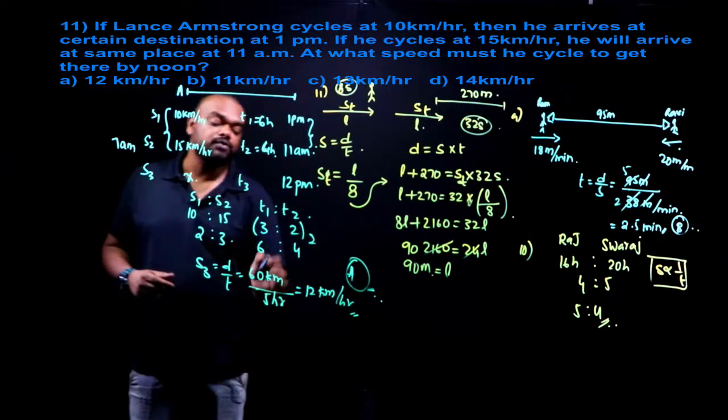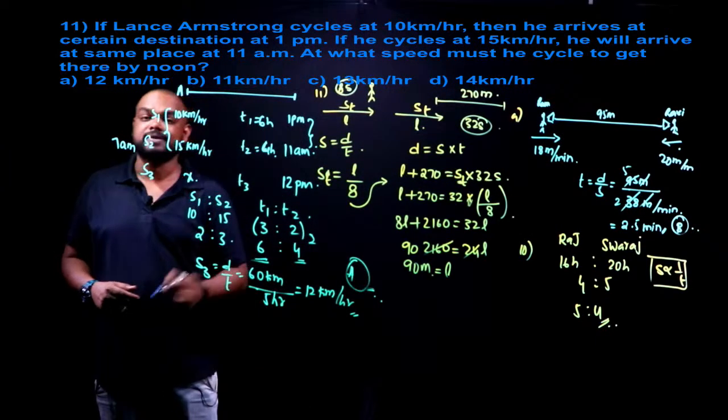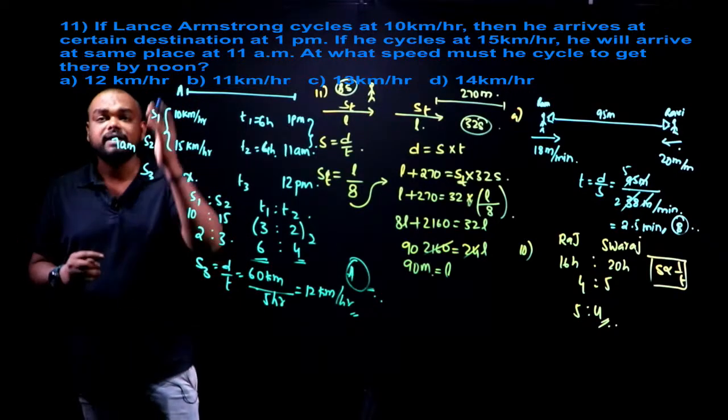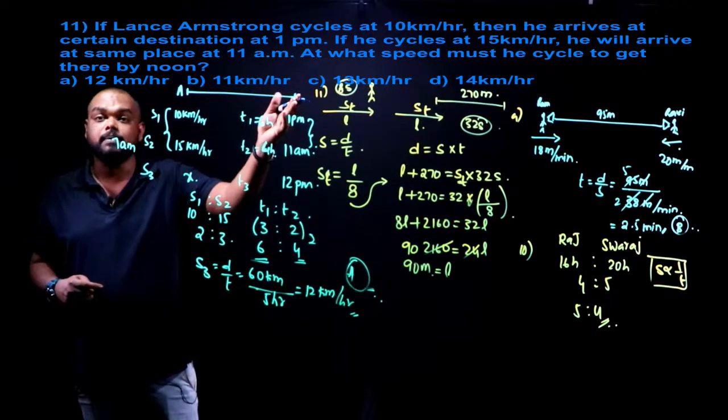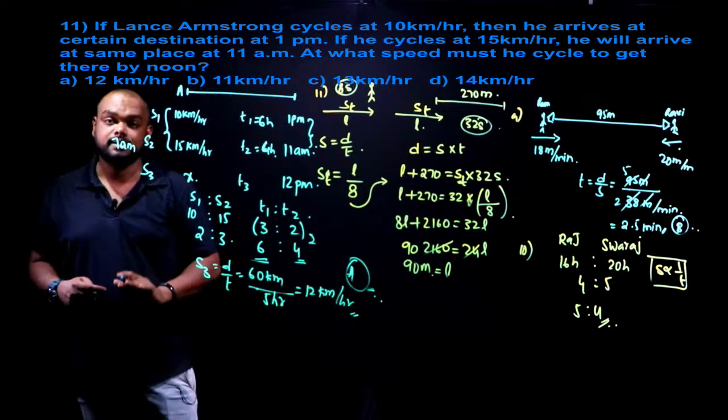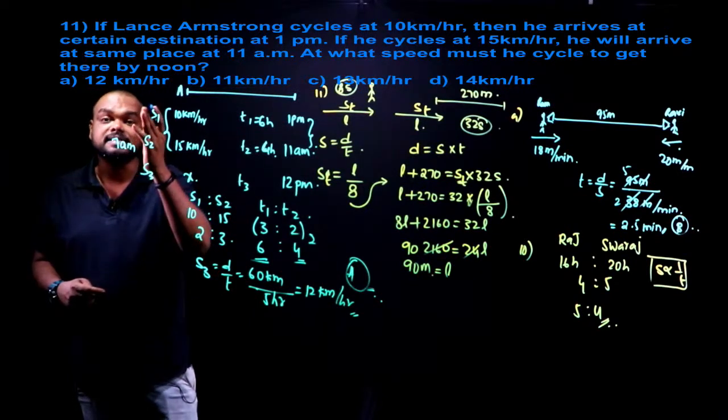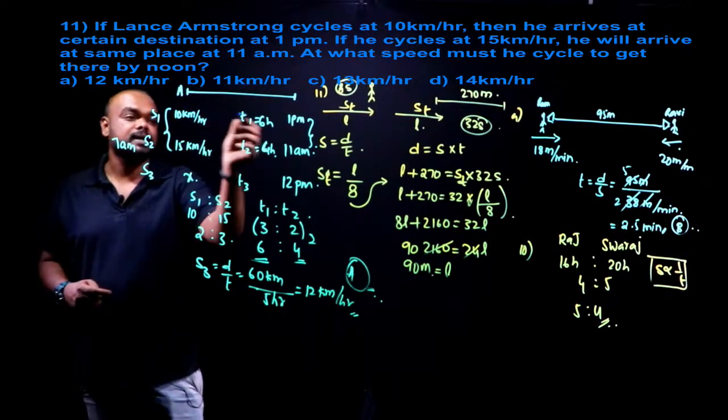Now we got to know that on the first day he will take 6 hours, on the second day he will take 4 hours. Guys, at what time should he leave here so that he will reach at 1 p.m. if he is taking 6 hours? Obviously he must leave at 7 a.m. 7 a.m. plus 6 hours will give us 1 p.m.